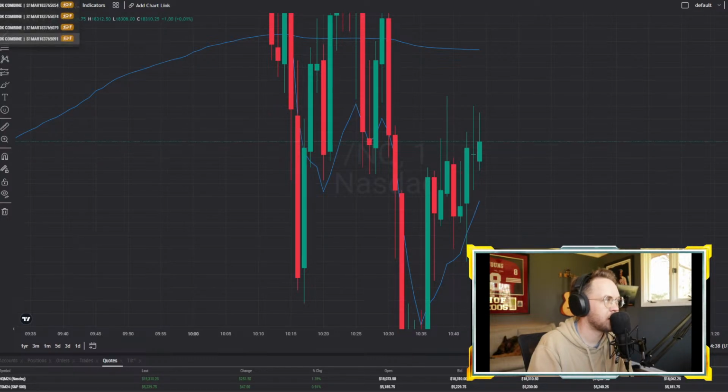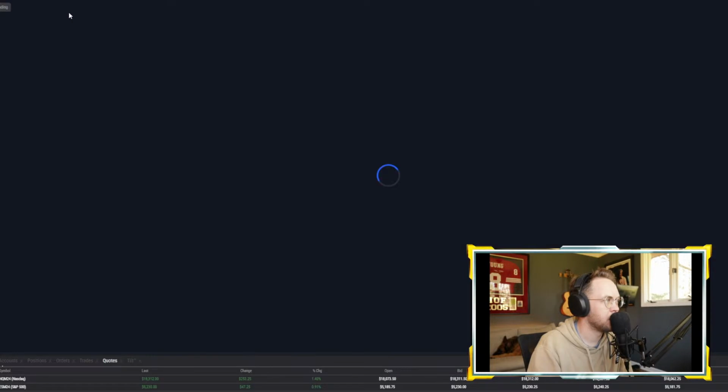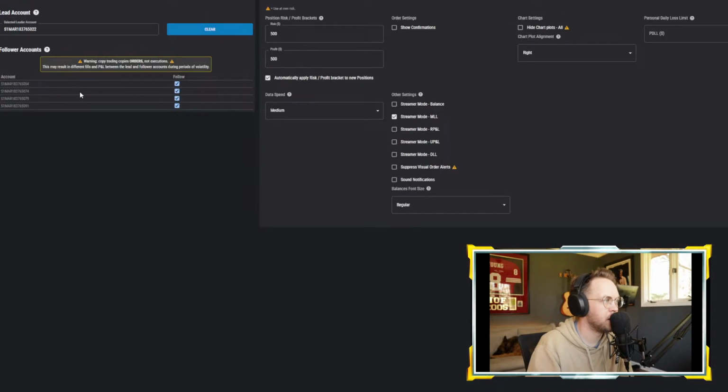Oh, what? It's not trade copying on that one. I must not have checked that one. Shoot. Okay, one of them is not trade copying. Let's see which one. That's weird. They're all checked. Look at this, though. This account is not trade copying. Account ending in 74 is not, even though it's checked. That's really weird. Oh, well.